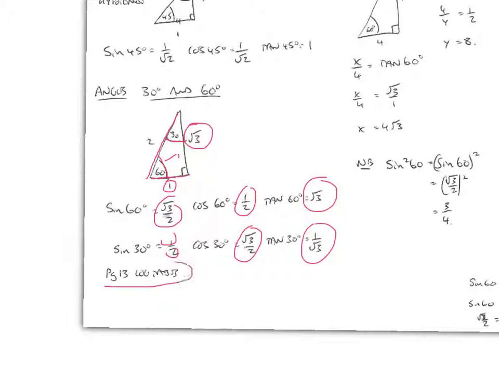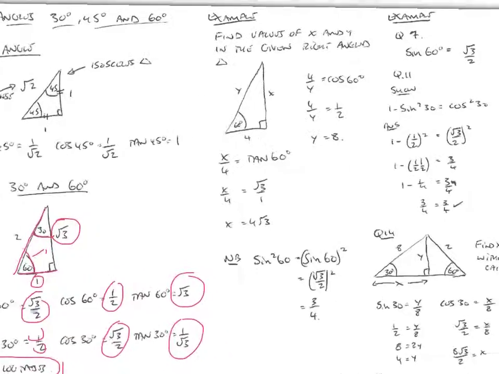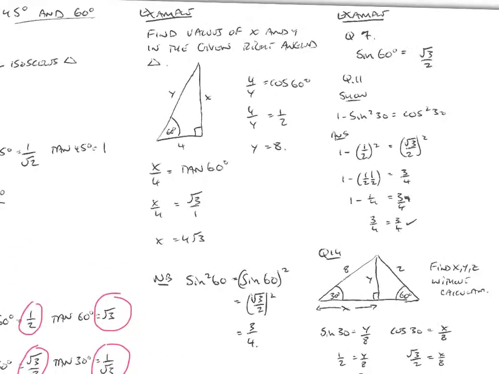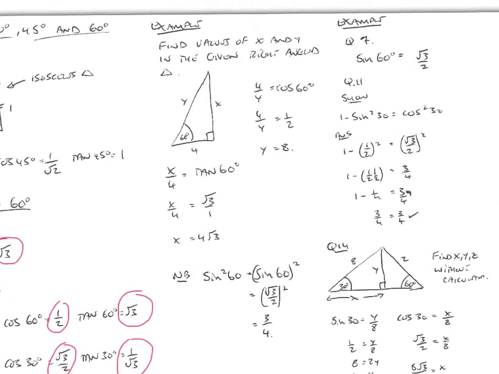Now, just so you know, these are available and are fixed. They're available on page 13 of your log tables, and we'll see how we can use these to perform calculations with right angle triangles without using a calculator.